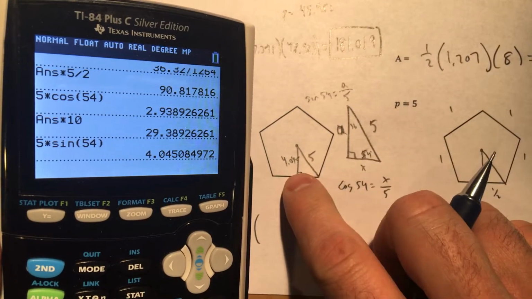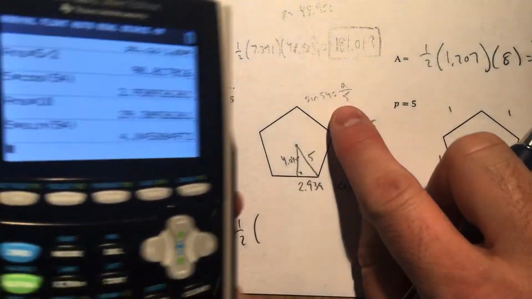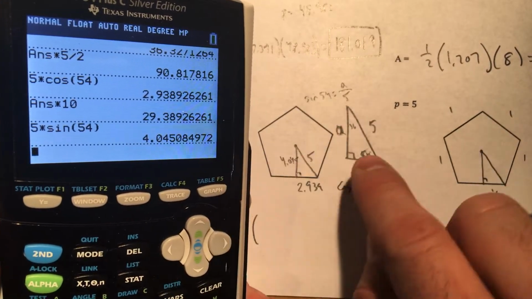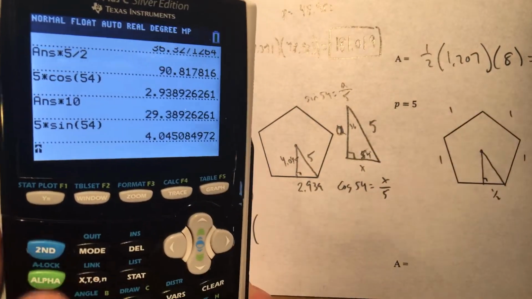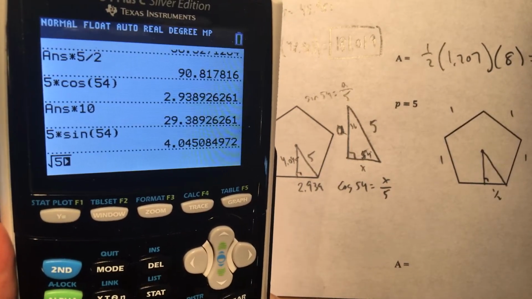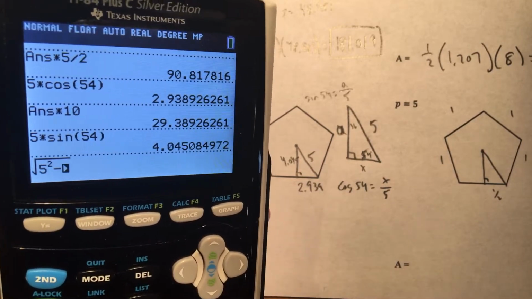4.045-ish. Now, look at this. You know how trigonometry and the Pythagorean theorem agree, right? So I should be able to go find A. Let's go square root of 5 squared. Let's see if this math stuff knows what it's doing. Let's see if this agrees.